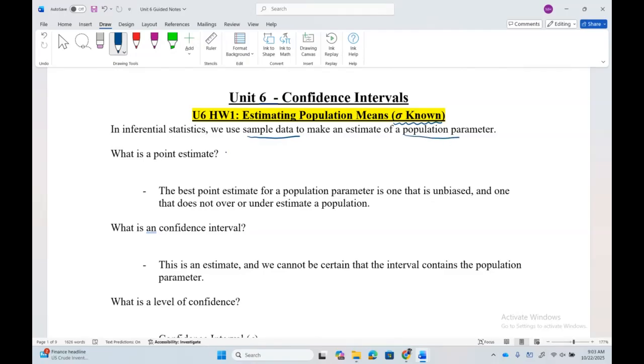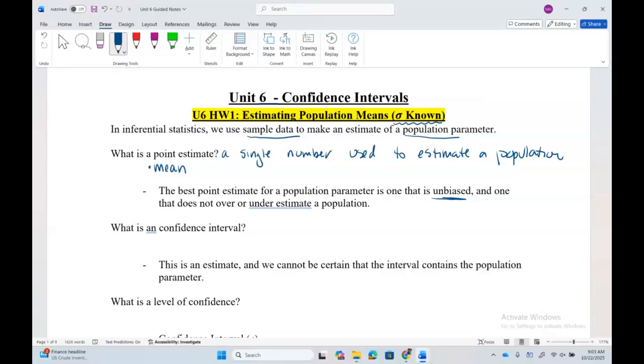Okay, a point estimate is a single number used to estimate a population. In this section, our point estimate is going to be a mean. The best point estimate is one that is unbiased and comes from good data.